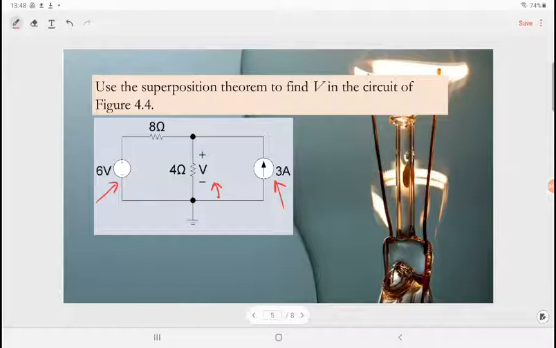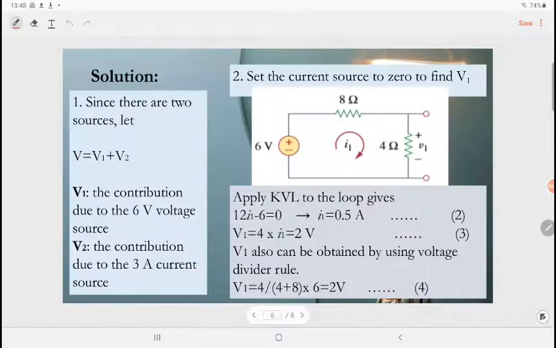Remember, in the superposition theorem, we consider that at one time only one source is active. So this is the solution. Since there are two sources, let V equal V1 plus V2. V is the voltage that we are looking for. But in superposition, we need to consider one active source at a time. Therefore, V1 is the contribution due to the 6 volt voltage source, and V2 is the contribution due to the 3 ampere current source.